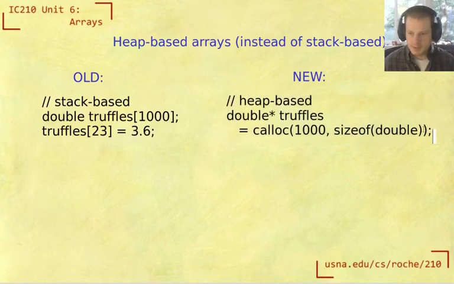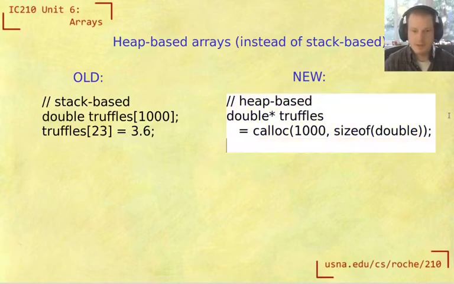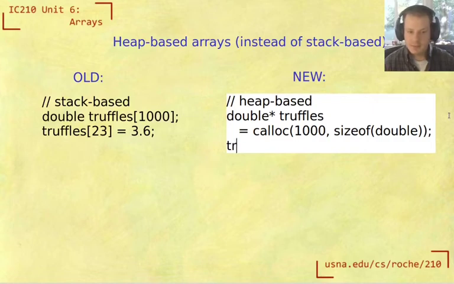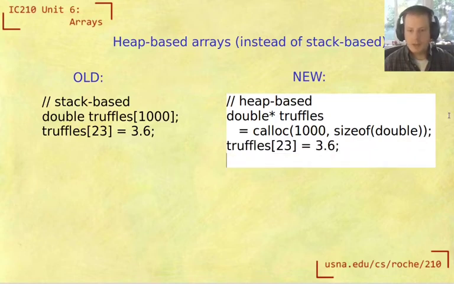Again, we'll see what that means. This is just talking about the syntax right now. And the important thing to know is that the way that you use it is exactly the same. So we could say truffles 23 equals 3.6. That's great. But then the other thing that you have to do additionally with heap-based arrays that you didn't have to do with stack-based arrays is you need to unallocate them using free. Free the truffles.